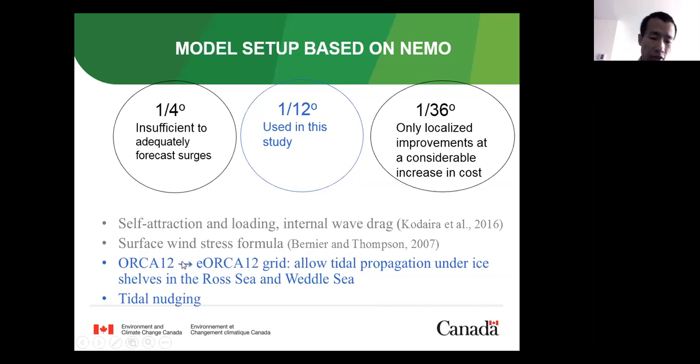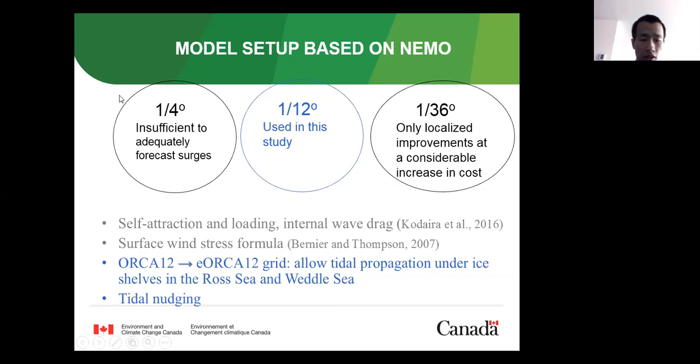The changes we made in this study is that we extended the model grid to include the Southern Ocean, including the Ross Sea and the Weddell Sea, and this allows the tidal propagation under the ice shelves. And we found that this is very important for accurate tide predictions in the Southern Ocean, even to the lower latitudes.